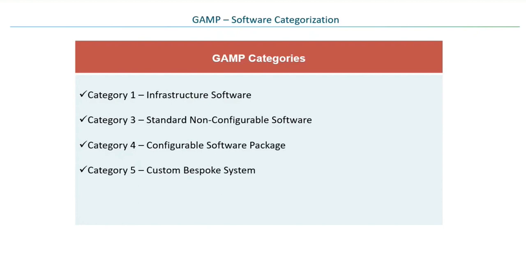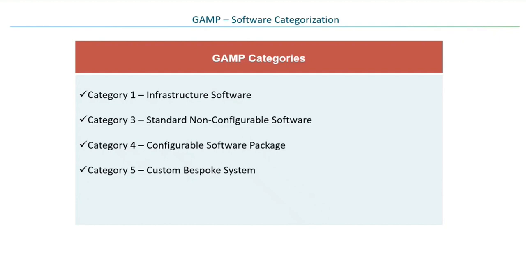So that is why they have put a stringent mechanism there, and the level of checkpoints or the quality gates vary. Category 5 will have more stringent testing because it's being developed, and similarly a configurable software package will have a little lower than that, and similarly non-configurable software will have lower than that.